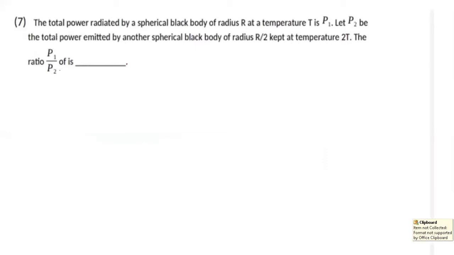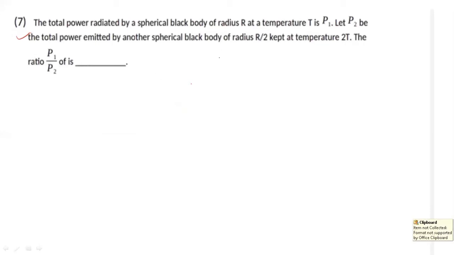Now let's see the next question, question number 7. Here it is said that the total power radiated by a spherical black body of radius r at a temperature T is P1. So P2 is the total power radiated by another spherical black body of radius r by 2 kept at temperature 2T. We need to find the ratio P1 by P2.